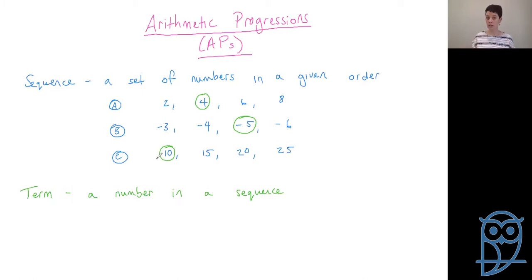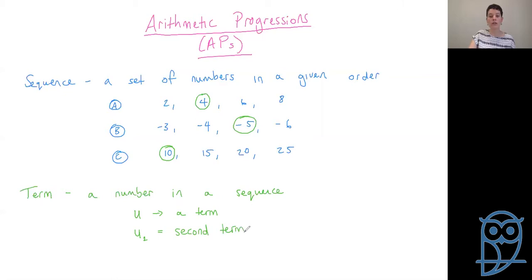Now we're going to be working a lot with terms, so we have a special set of notation associated with them, and we call them U. A lowercase u is our representation for a term. And what's really cool is we can refer to a specific term. For example, 4 here is the second term in this sequence, so we would call it U2.